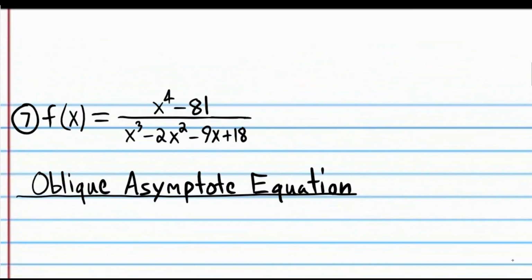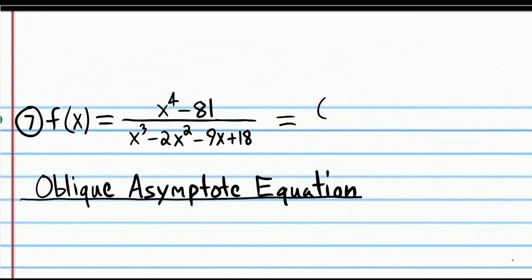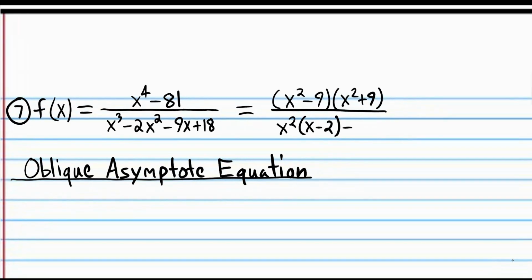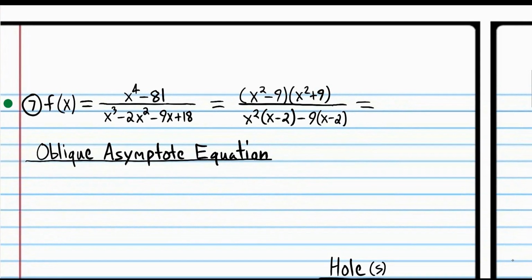Okay, we're back. So let's factor the numerator. We have the difference of 2 squares. And we can factor out x squared in the first 2 terms of the denominator, and we can factor out 9 of the last 2 terms of the denominator. And now you can see we have a common factor in the denominator, which is x minus 2. So I'm going to factor that out.